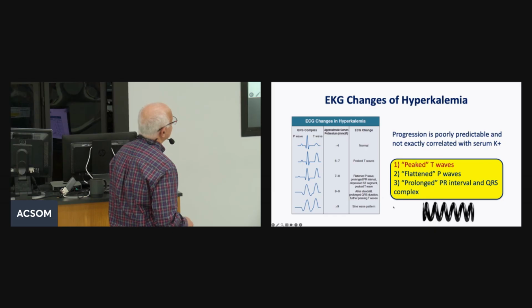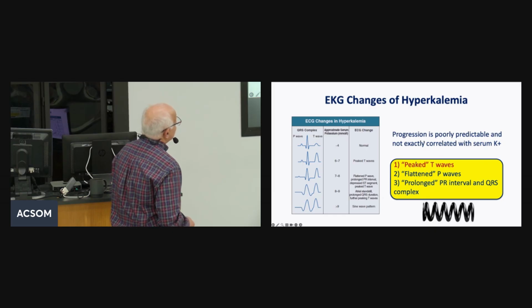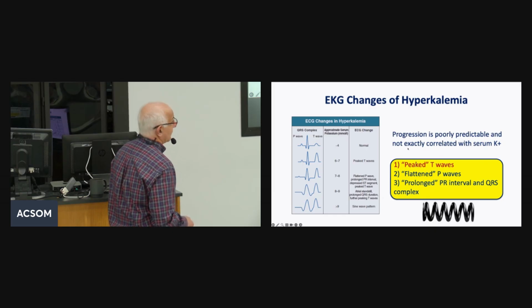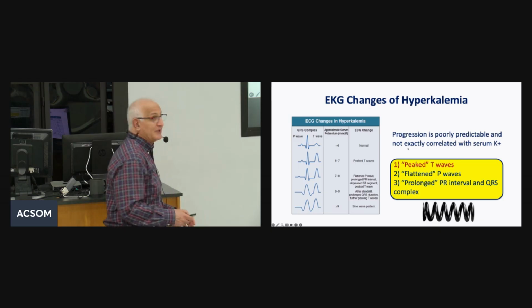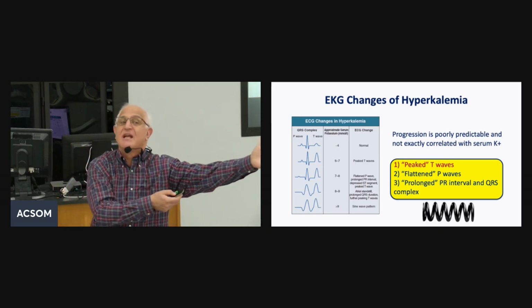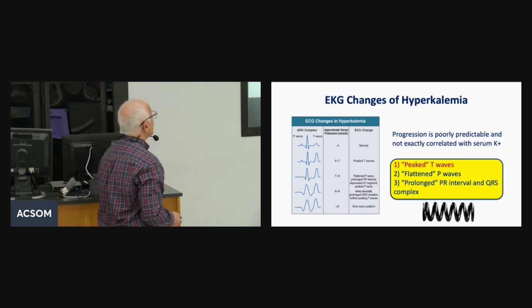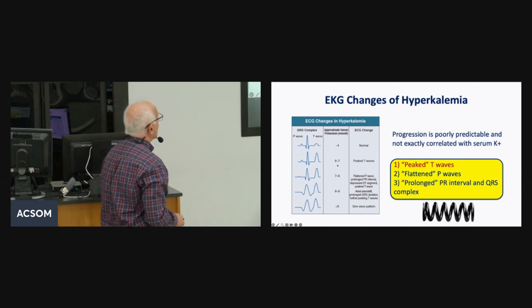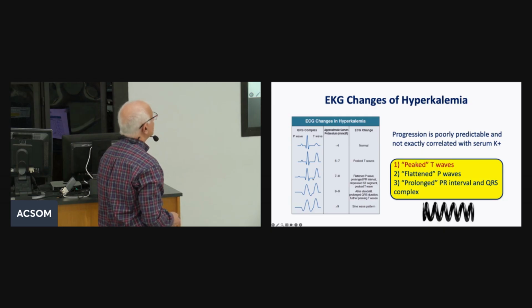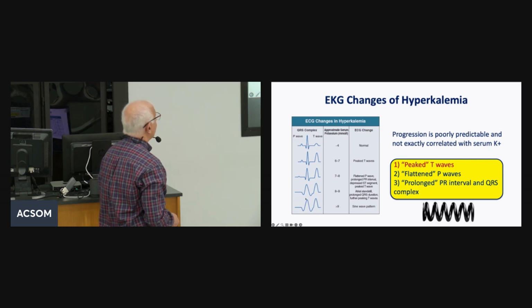It looks like this. It says progression is poorly predictable, not meaning that I cannot look at somebody's EKG and say what is their potassium. But the reality is that it is rare that you start to see around 7, 8, and you don't see some EKG changes, whether it is the T waves that are the first and most important part, or going all the way to this sine wave pattern that you see looks like this. Okay, keep that in mind.